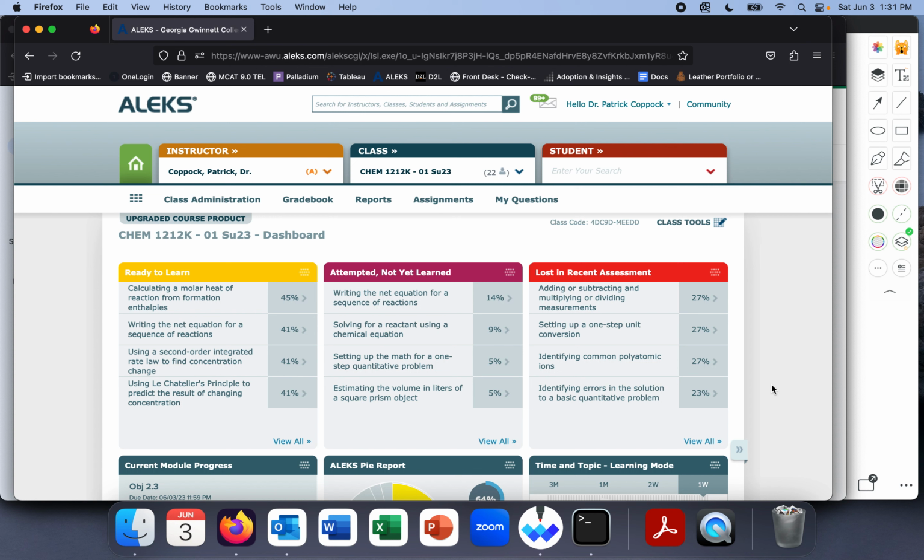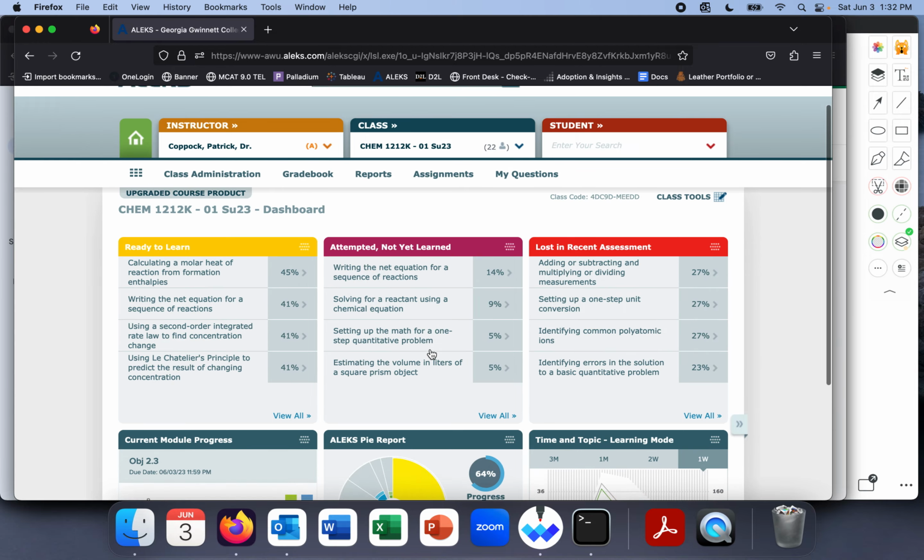Okay, so I'm looking over the reports to see where students are at, and I look here in my attempted but not yet learned. Can you see that panel right there? And it says that there are 14%. It looks like about 3 students have attempted this topic. It's probably due tonight. 3 have attempted it but unsuccessfully, and that's been like that for about an hour.